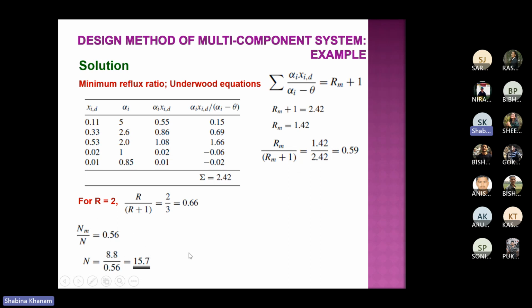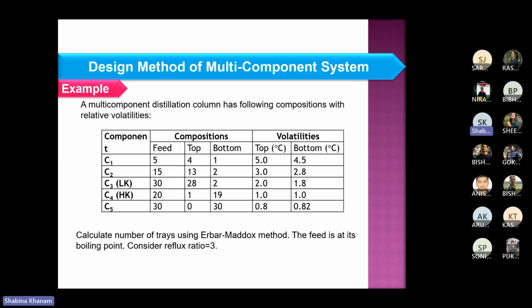Okay, nm may remain in decimals. So in this way you can consider the Erbar-Maddox method to find out the number of trays using an analytical or empirical correlation based approach.